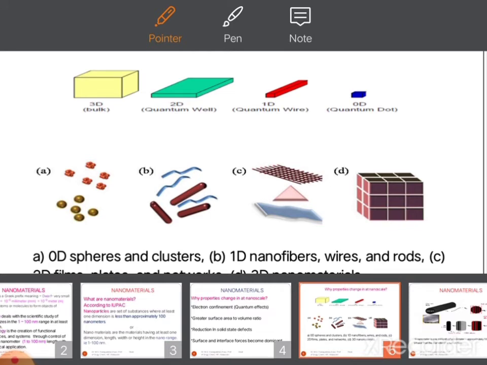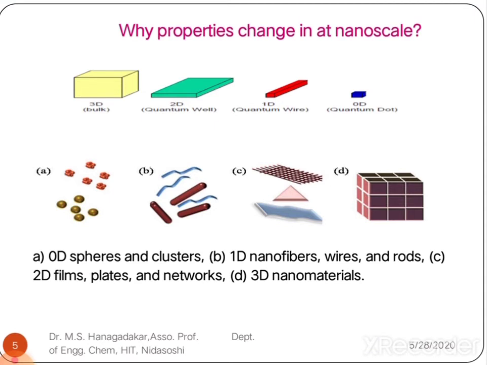But in bulk material you have only 3 dimensions, but when the same material is brought to the nanoscale, there is one more dimension. That is what you have, that is a 0-dimension object.